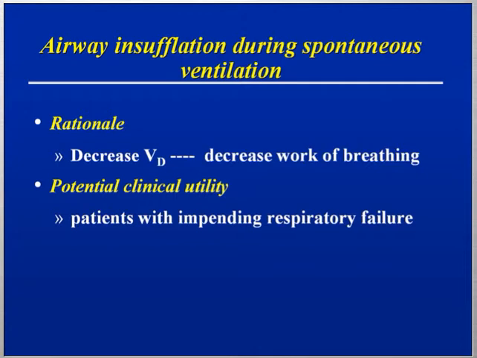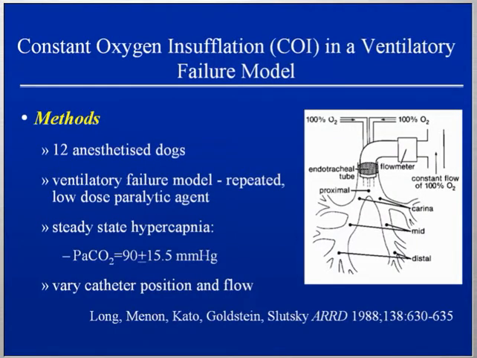What about airway insufflation during spontaneous ventilation? I mentioned it. The rationale here, as I said, was really to decrease the dead space, therefore decrease the work of breathing. And this could potentially be used in patients with impending, I put respiratory failure, but really ventilatory failure. This would work best in patients who have relatively normal lungs, but have a problem with ventilation. So this was a study published about 15 years ago in dogs. We used a ventilatory failure model. Basically, we gave repeated low doses of a paralytic agent to produce respiratory muscle weakness, but not complete paralysis. This produced a steady state PCO2 in these animals of 90 plus or minus 15. Pretty severe respiratory acidosis due to muscle weakness.